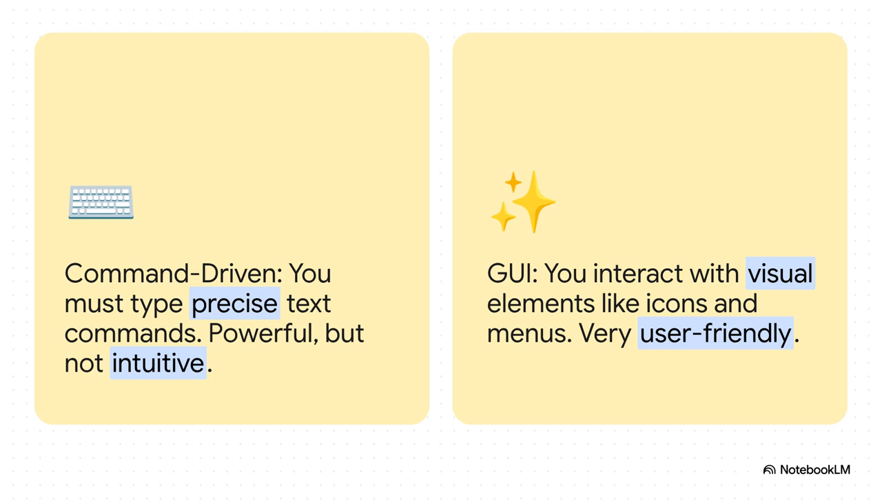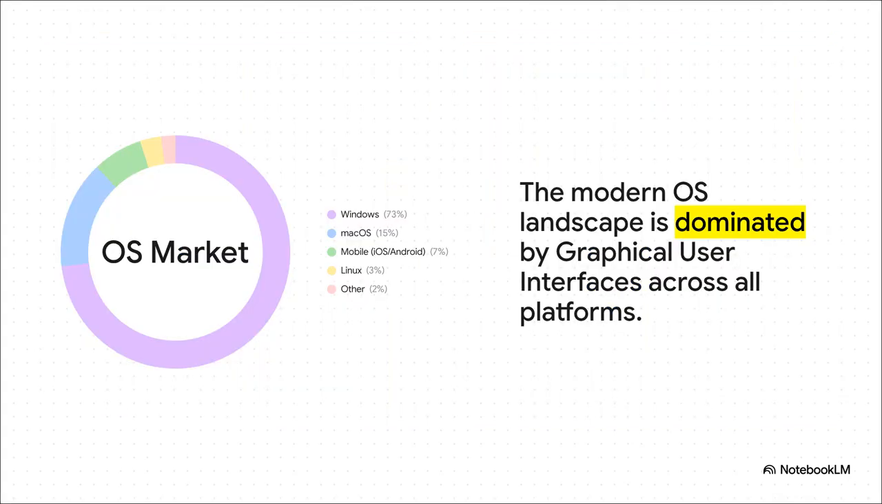What we have today is a graphical user interface, or a GUI. We click on icons, we drag windows around, we use menus. It's all visual, it's intuitive, and it's a huge reason why computers are for everyone now. And you can see just how dominant the GUI is when you look at the landscape today. Doesn't matter if it's Windows, macOS, Linux, or even on your phone with iOS and Android, they're all built around this visual click and drag experience. It's become the universal language for how we talk to our tech.